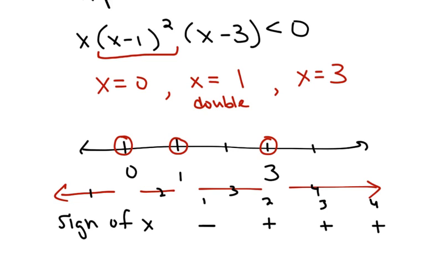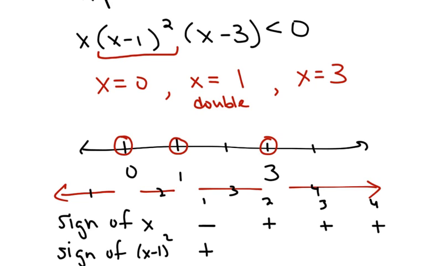Because once I get to regions 2, 3, and 4, they're all in the positive x region. Now I'm going to look at the next factor, which is x minus 1 squared, and I'm going to determine if in each region the answer would be positive or negative. Well, if I pick a number in region 1, something less than 0, how about I pick negative 1? Negative 1 minus 1 is negative 2, but negative 2 squared is positive 4. The sign of x minus 1 squared is always going to be positive because it doesn't matter what negative answer you get, they're all going to be positive.